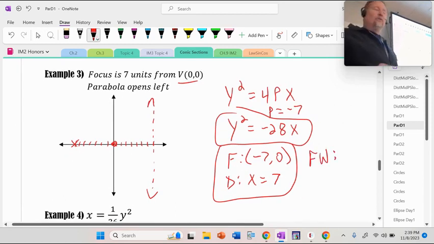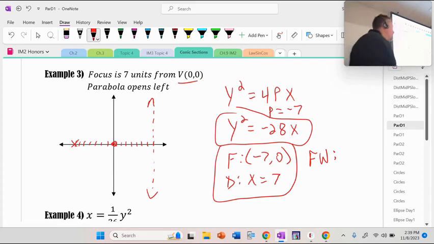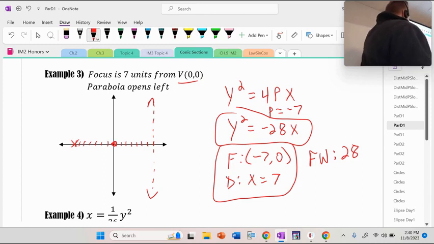What is the focal width? This is going to be weird. What is the focal width? Nope, it's still 28. I heard someone say 14, though. Ready for this answer? How far do I have to move up and down to get these other two coordinates? Say that number again. 14.